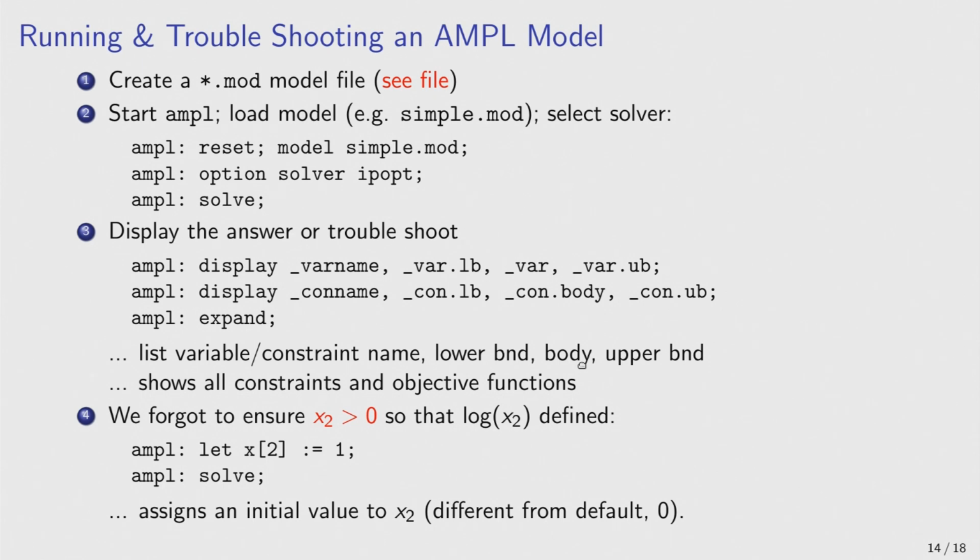And I didn't do it here because I didn't have AMPL, but if I did that, then AMPL would have actually complained that x2 was 0. So I can just tell AMPL I would like to initialize x2 to 1 and solve, and then it works. And you can choose a different number instead of 1, and it would still work. So that's a little example.